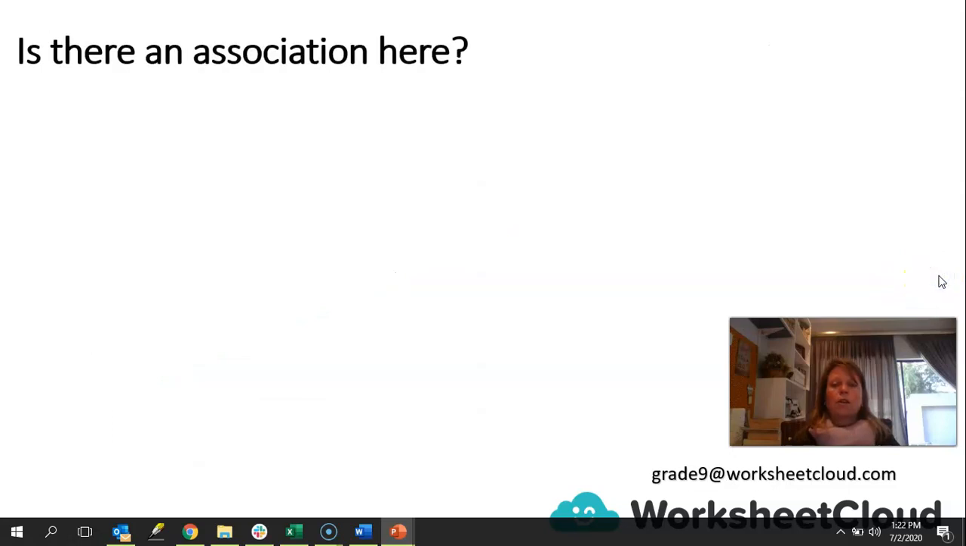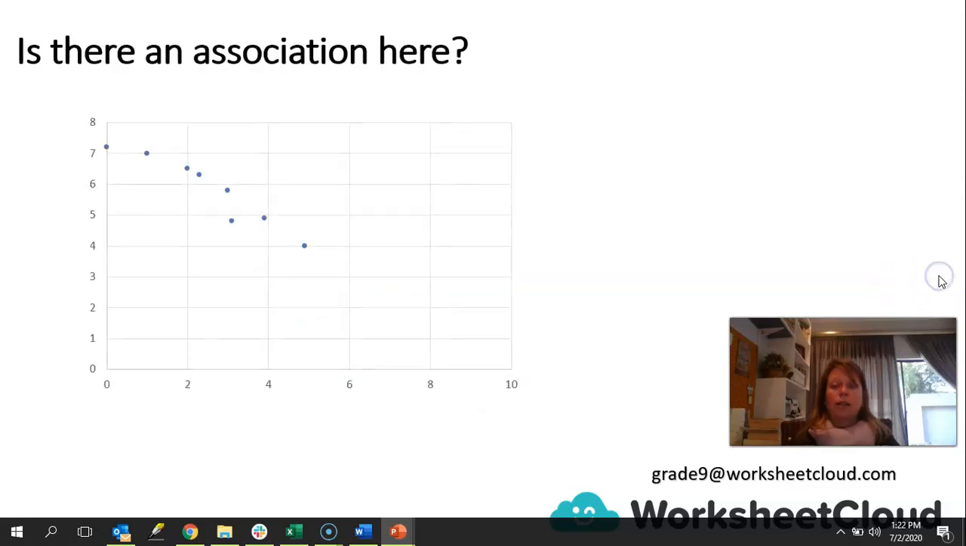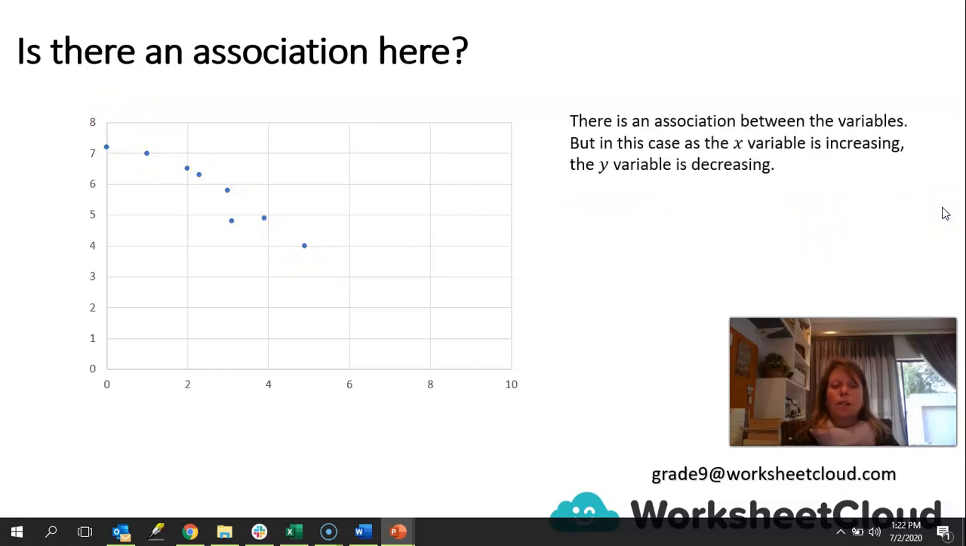Okay. So, is there an association here? All right, so here there is an association. You can draw a line of best fit, but now it's not in the positive direction. As you can see, if you draw a line of best fit, it's going to come down here and it's going to be negative. So there's an association between the variables, but in this case, as the x variable is increasing, the y variable is decreasing. And so this would be a negative line. There's your line of best fit.